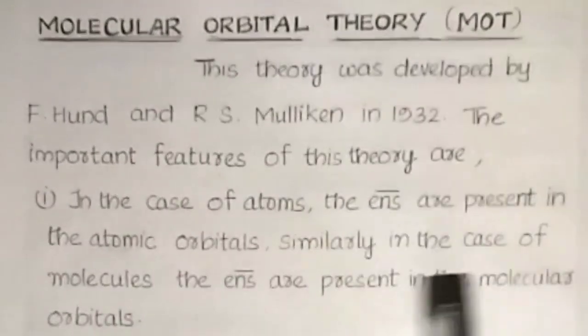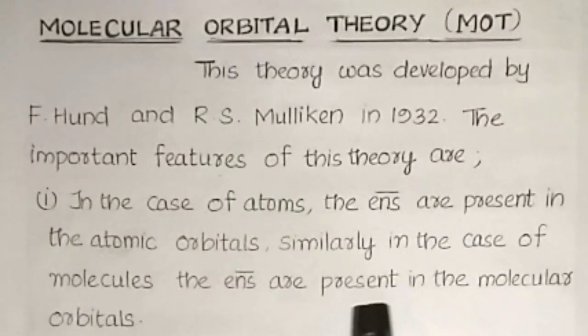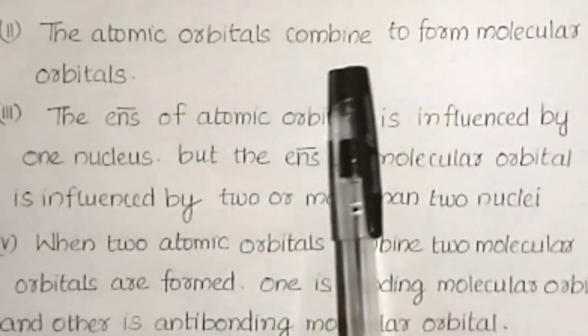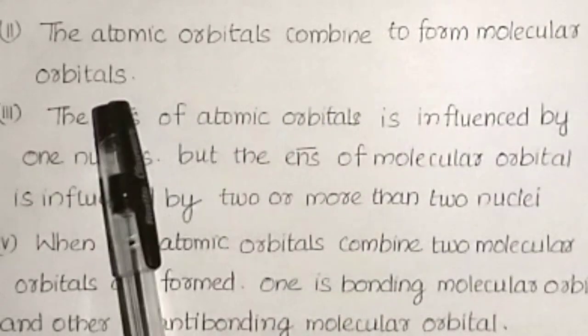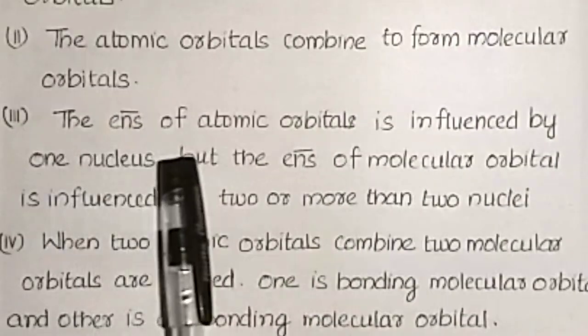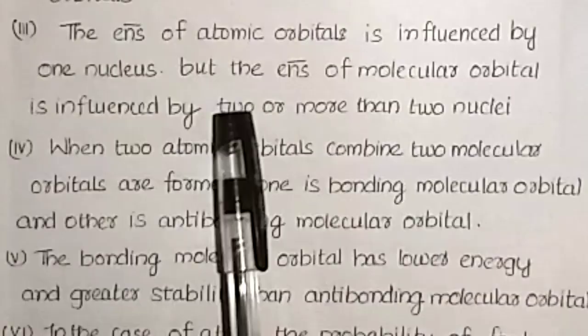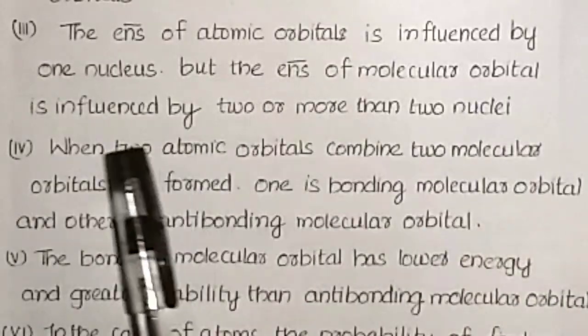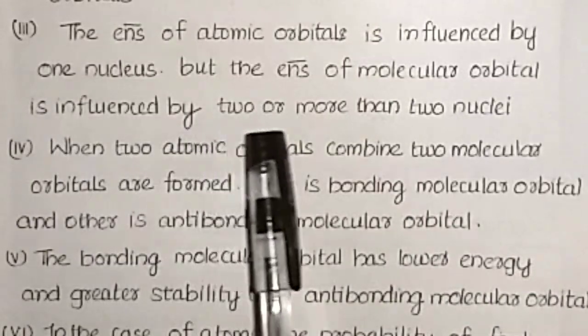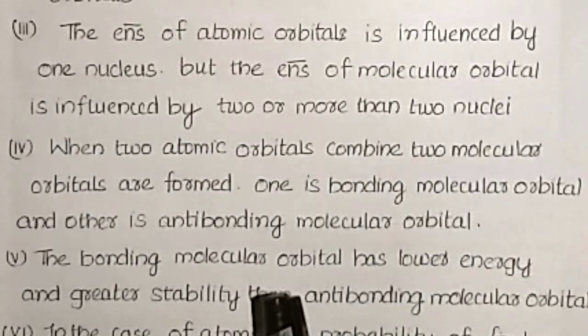Similarly, in the case of molecules, the electrons are present in the molecular orbitals. The atomic orbitals combine to form molecular orbitals. The electrons of an atomic orbital are influenced by one nucleus, but the electrons of a molecular orbital are influenced by two or more than two nuclei.